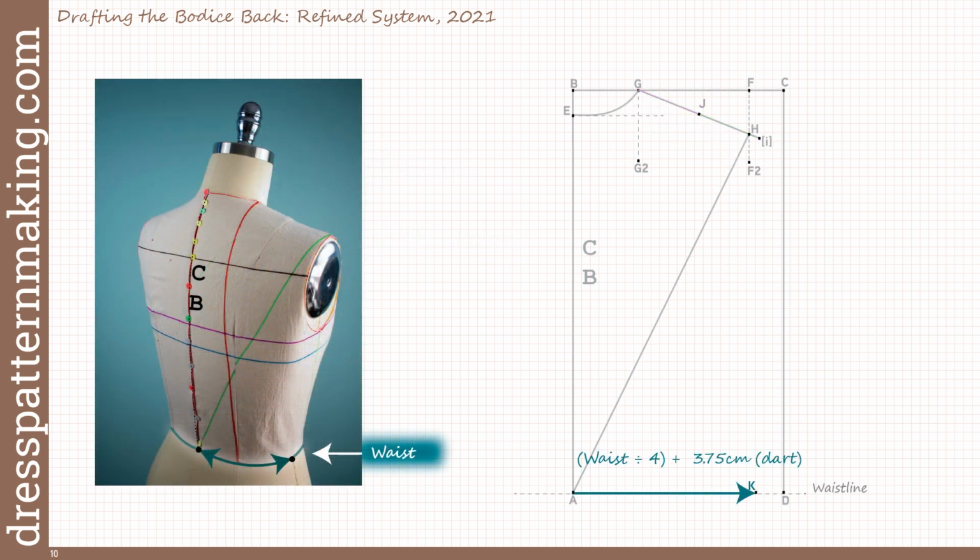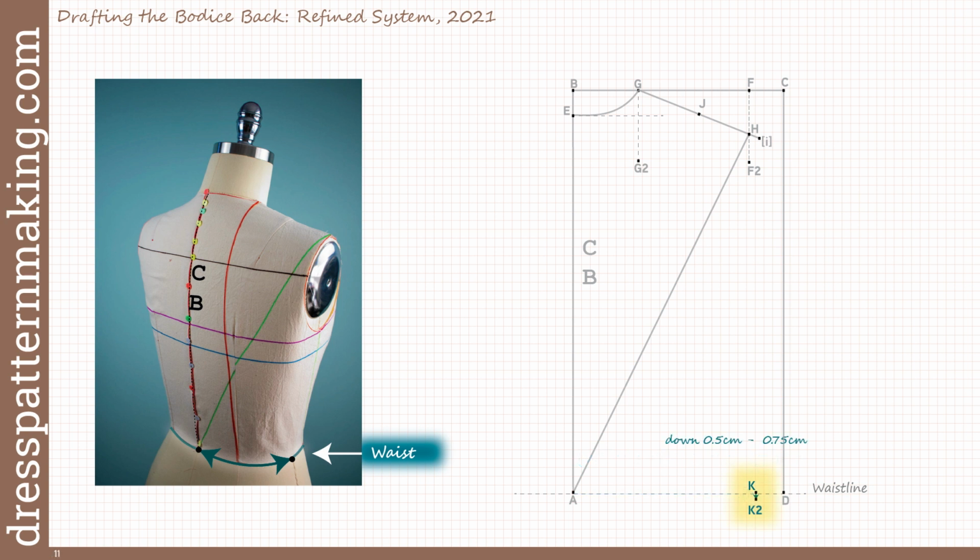Now the waist measurement, measurement number 7 on the chart. Moving down to your waistline, take your waist measurement, that's your whole body circumference, and divide it by 4. Then add 3 3/4 centimetres for the dart. Taking that total, waist plus dart, measure from point A towards point D and mark point K. Again, no ease at the moment. We're going to add ease to the upper bust, bust and waist at the very end.